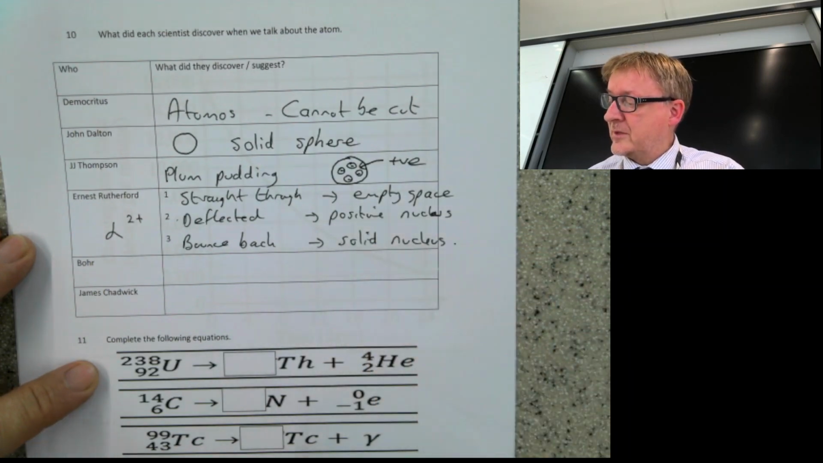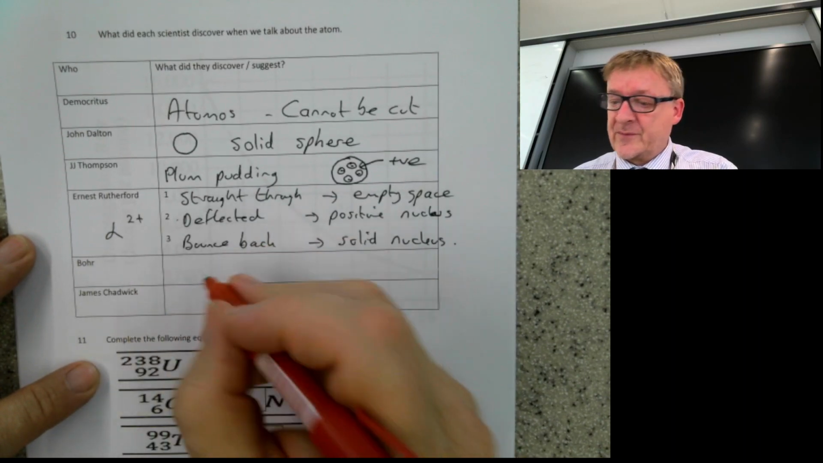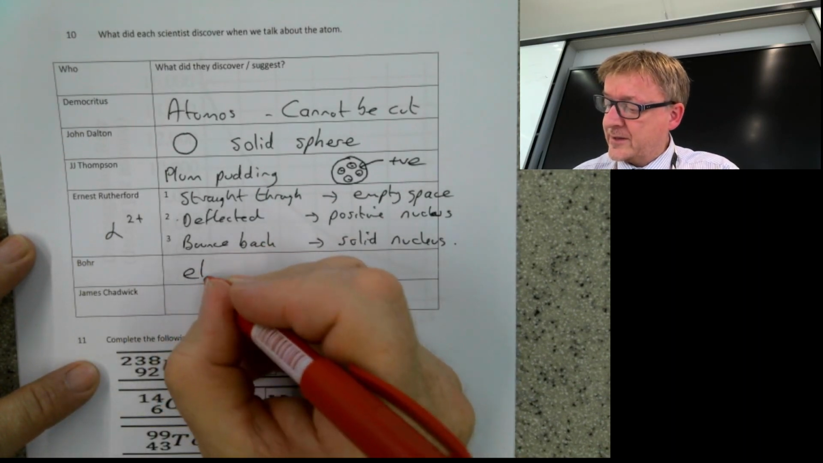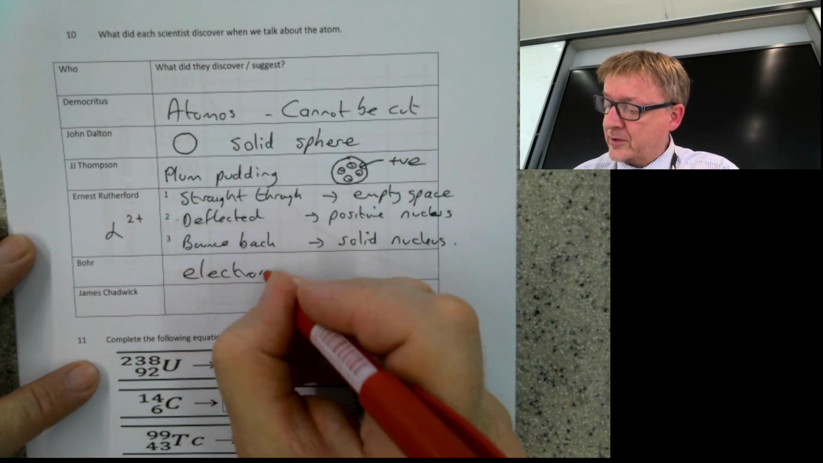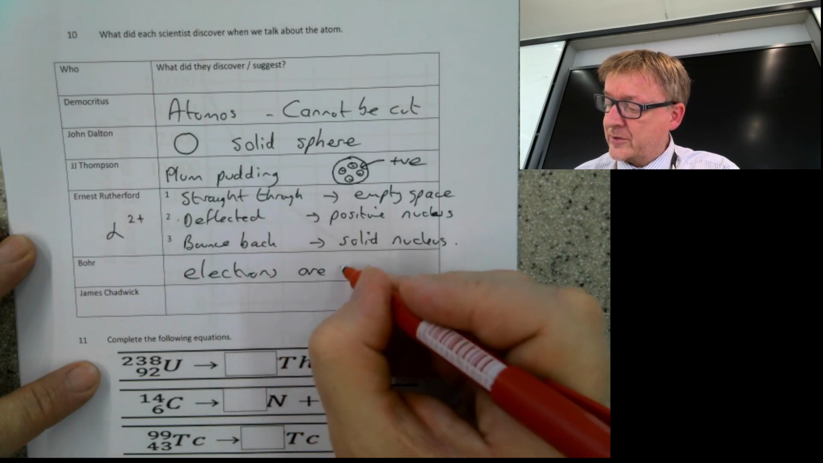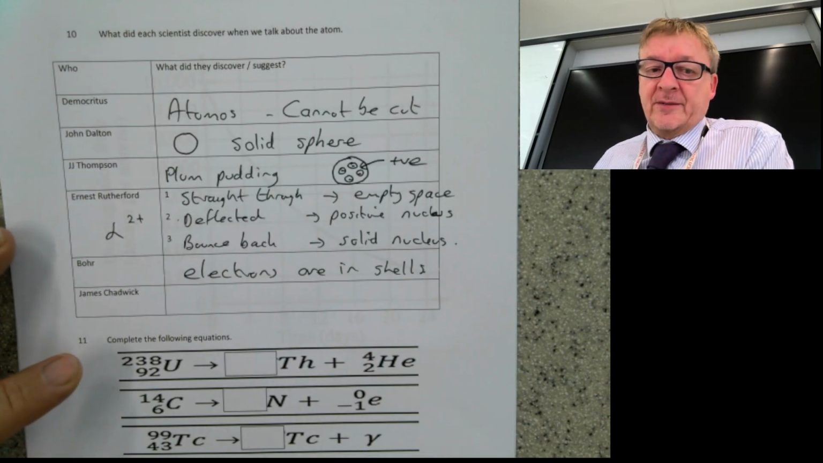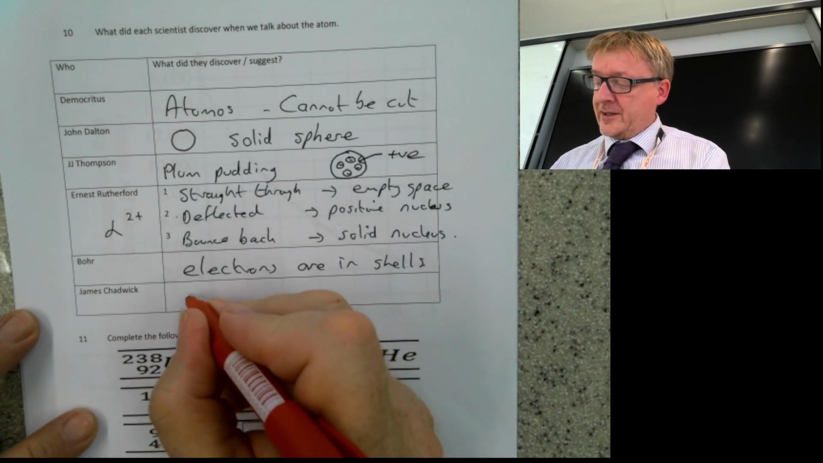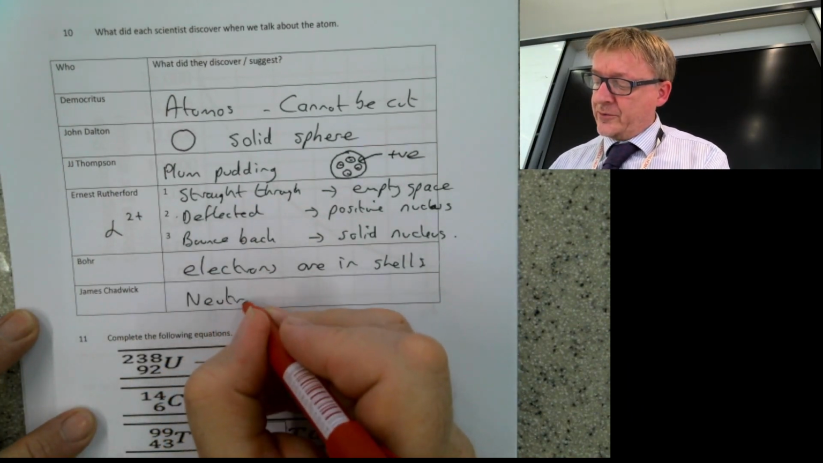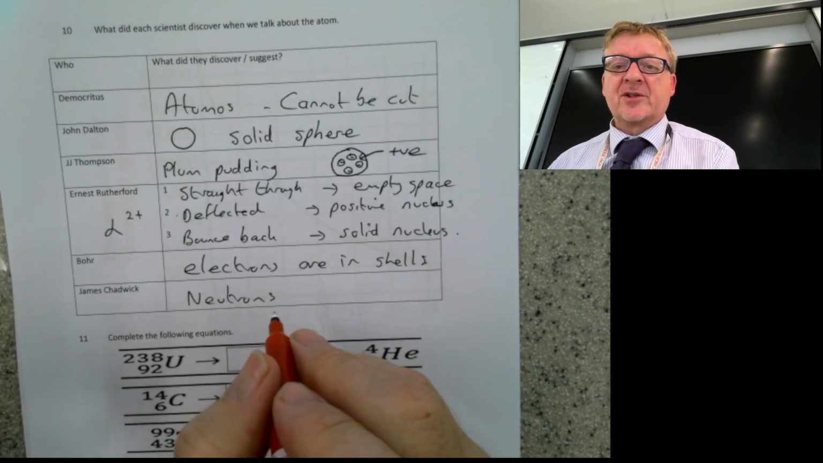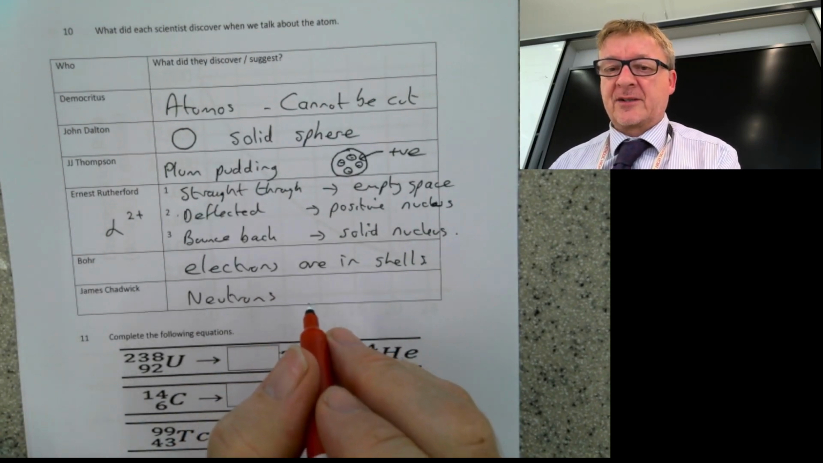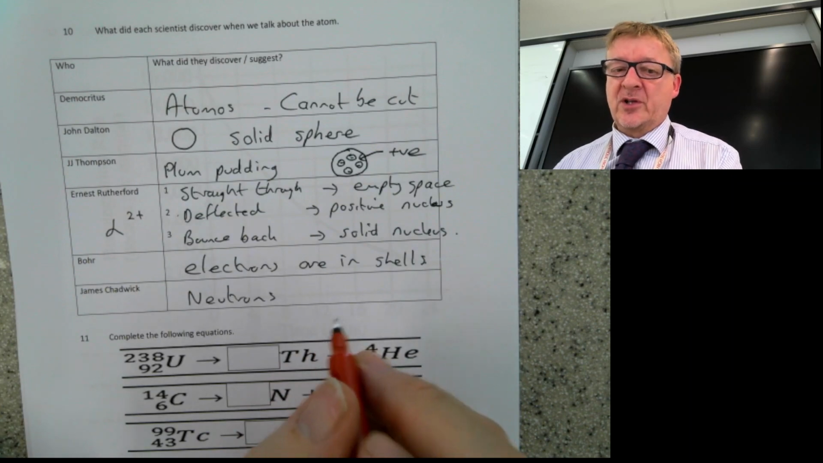Bohr, this guy here, what he then did is he came up with a principle that electrons are in shells. And finally, James Chadwick, he came up with a principle of neutrons because he realised there was something in the middle of the atom that weighed something but nobody had discovered.